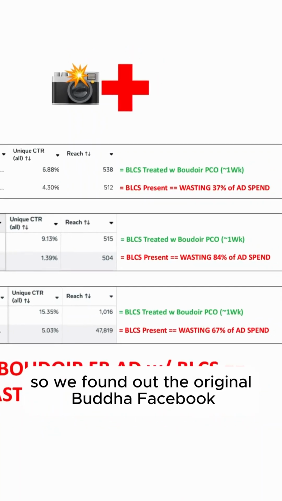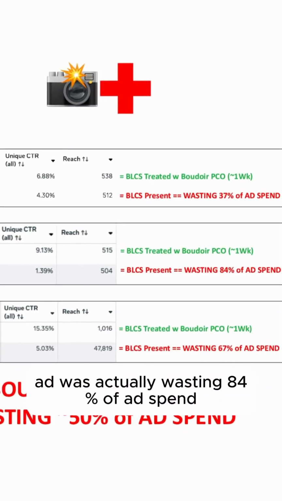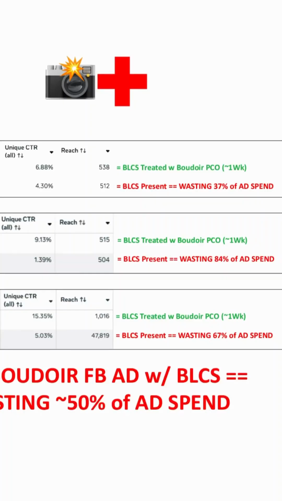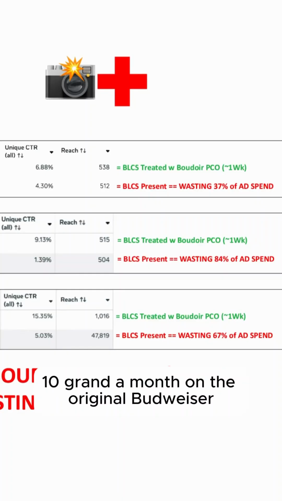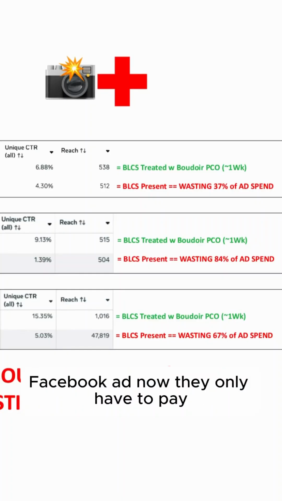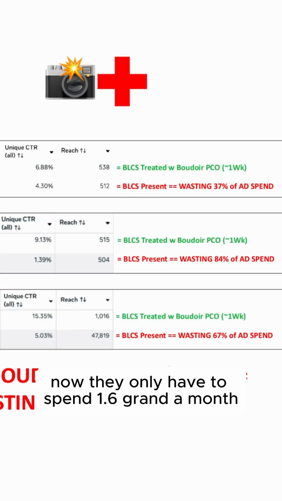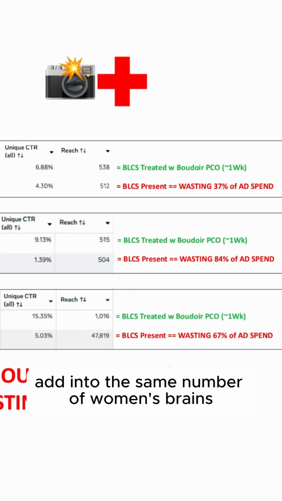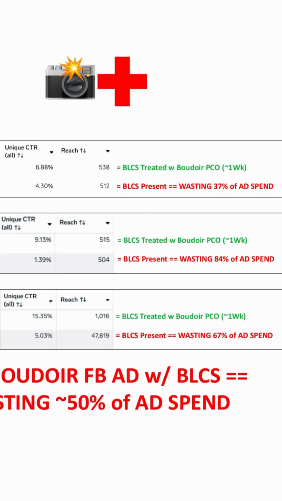So we found out the original Boudoir Facebook ad was actually wasting 84% of ad spend, literally 84% of ad spend being wasted. And so that means if they're paying 10 grand a month on the original Boudoir Facebook ad, now they only have to spend 1.6 grand a month with the Boudoir Pico treated ad to get their ad into the same number of women's brains.